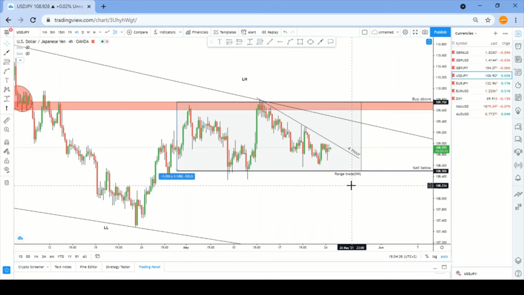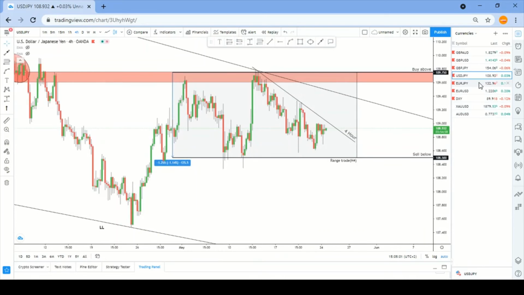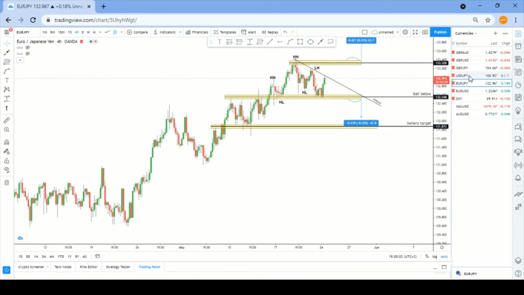of the ranging area. So another little tip about ranging areas is these ranging areas are normally continuation patterns. So if the market is currently bullish, rather look for breaks above. The market's currently bearish, wait for breaks below. So this is my favorite and the easiest trade for me to take in the new month coming, or hopefully this month. The next pair we're going to jump into is the Euro pairs.